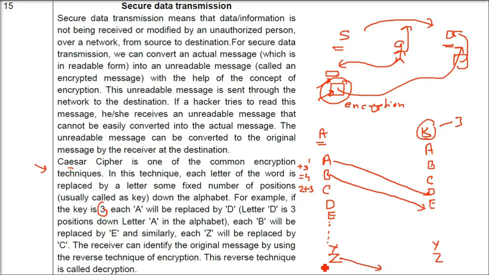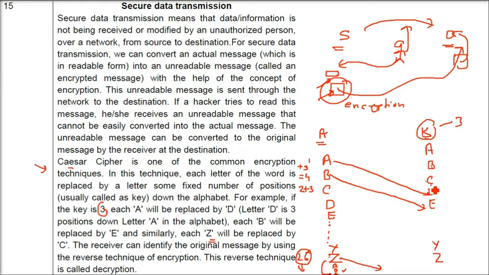Now if you want to replace Z, there is nothing after Z. So Z is the 26th letter. You have to do 26 plus 3, but after 26 there is nothing. So after 26, A will come, B will come, C will come. So if you add 3 to Z, you start again from the beginning, and Z will be replaced by C. Because after Z there is nothing, you are starting again with the initial letters.